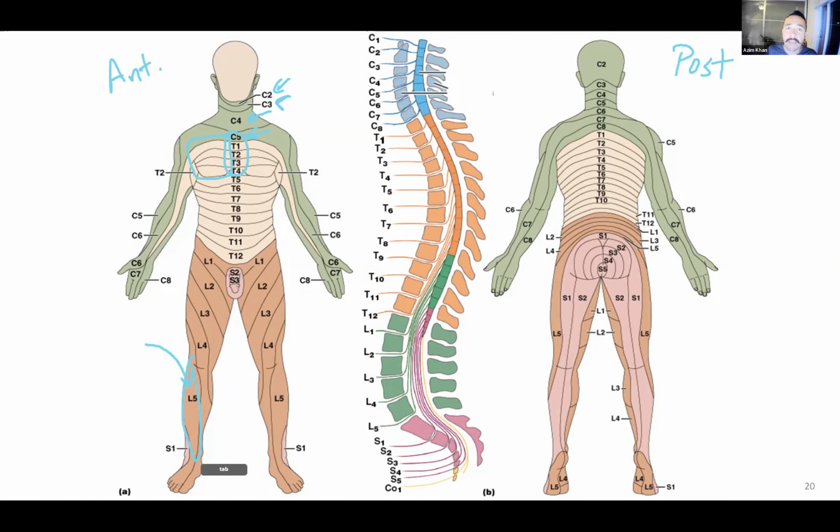Or let's say you feel pain in your pollex. If you feel pain in your pollex, then that would be C6. You're sensing something with your C6 spinal nerve. Spinal nerves are mixed nerves. They're both sensory and motor. And then hopefully you could do the same thing on the posterior side.